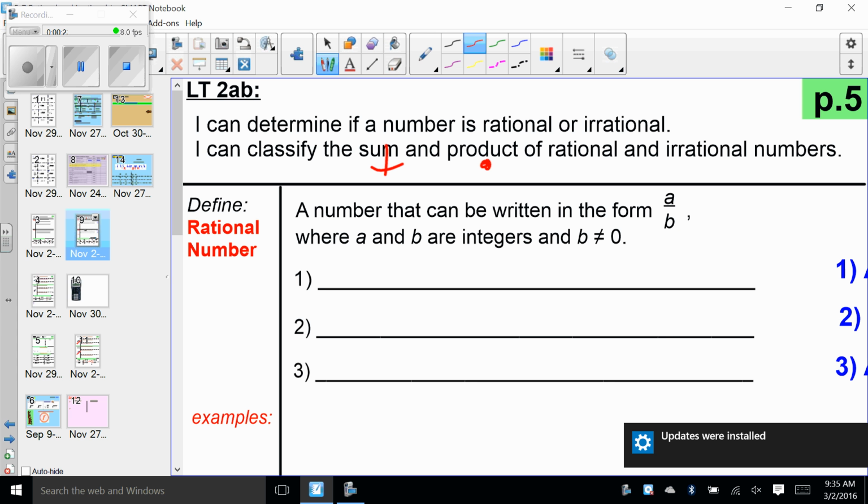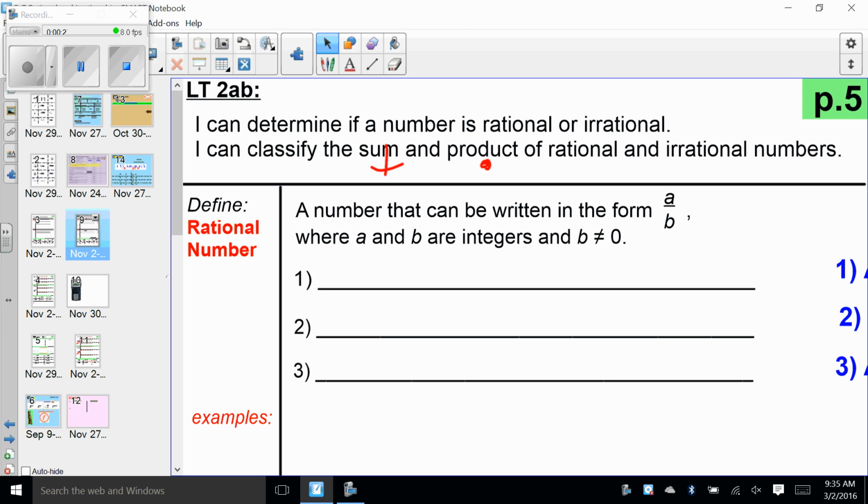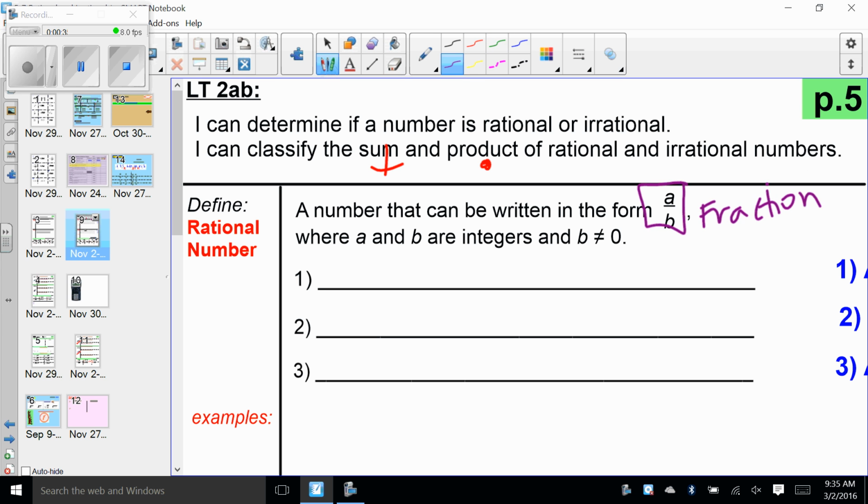Okay, so starting with what a rational number is. By definition, a rational number is a number that can be written in the form of a over b. What this really means is it can be written as a fraction. If in any way, shape, or form you can manipulate it into a fraction, you have what's called a rational number. Okay, so the only thing is that b cannot be 0, so your denominator can't be 0. If that happens, then you get an undefined situation, and division by 0 is an error on a calculator.